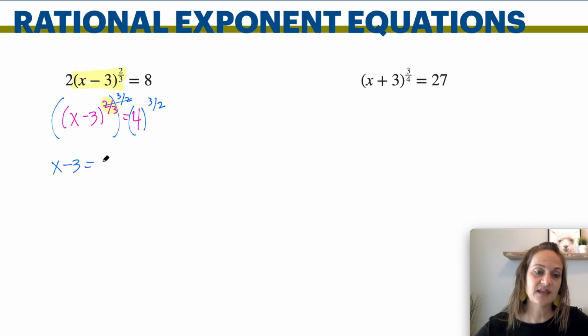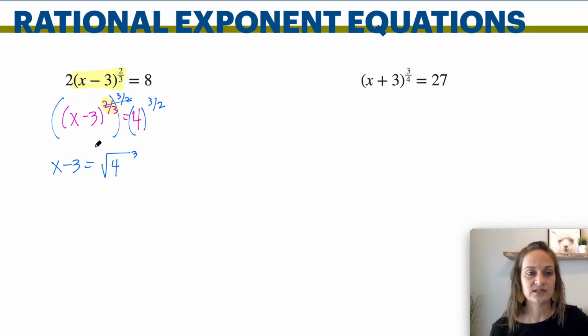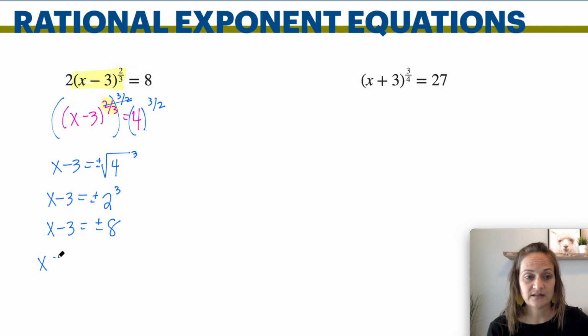This is the same thing as the square root of 4 raised to the 3rd power. But you're actually taking that on both sides. So you will get plus or minus on this side, which is plus or minus 2 to the 3rd, which gives you plus or minus 8. So when you add 3, 8 plus 3 is 11. Negative 8 plus 3 is a negative 5.